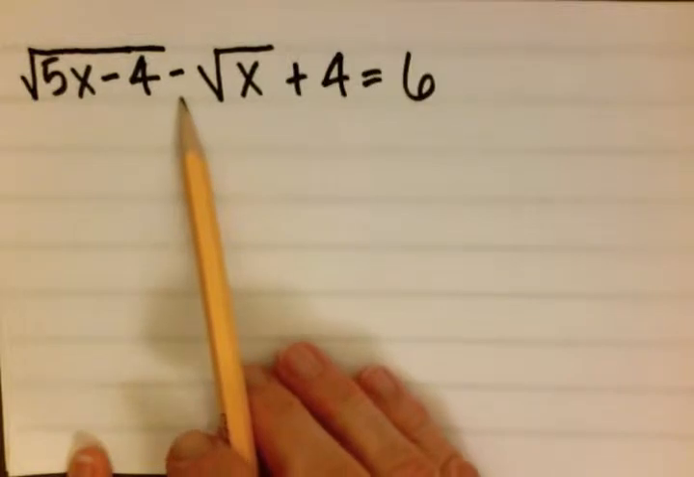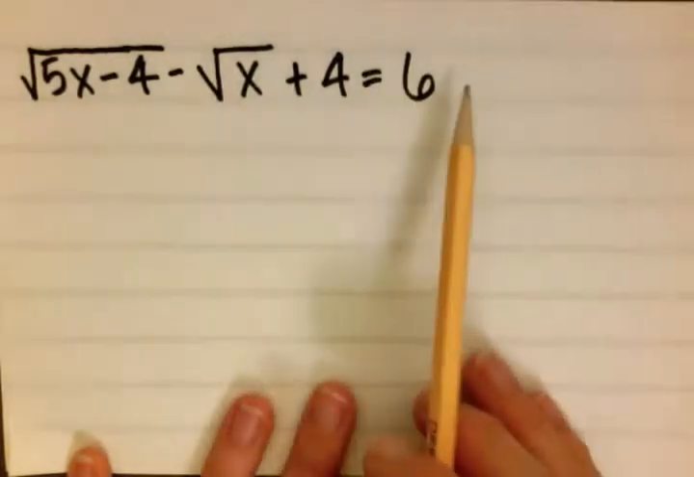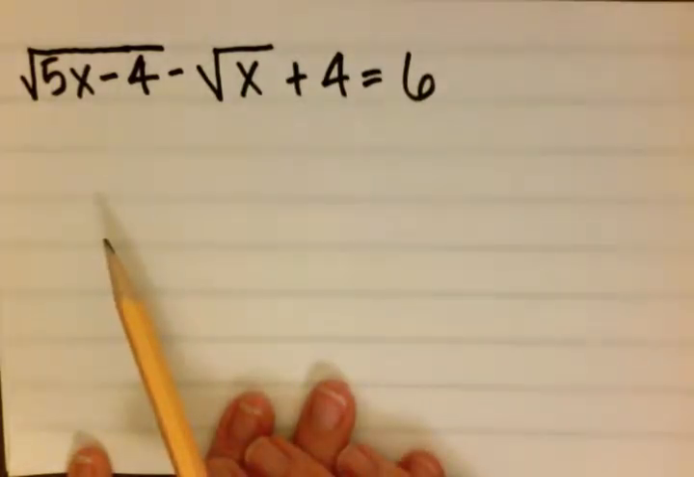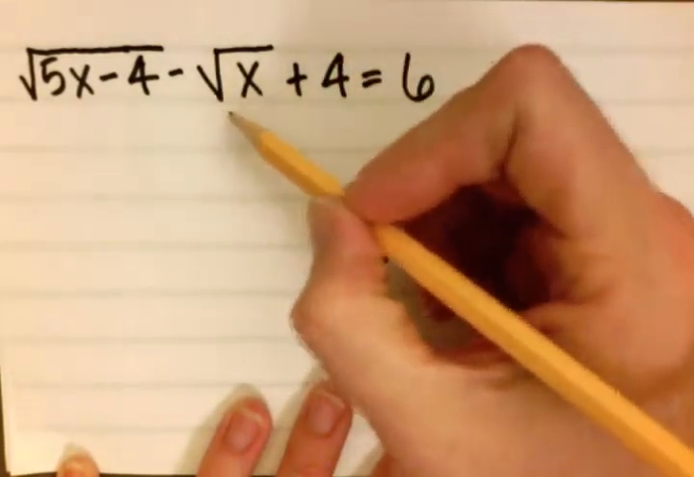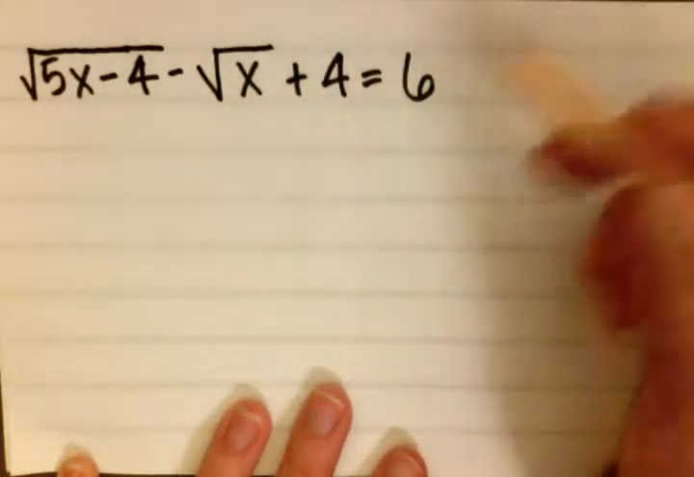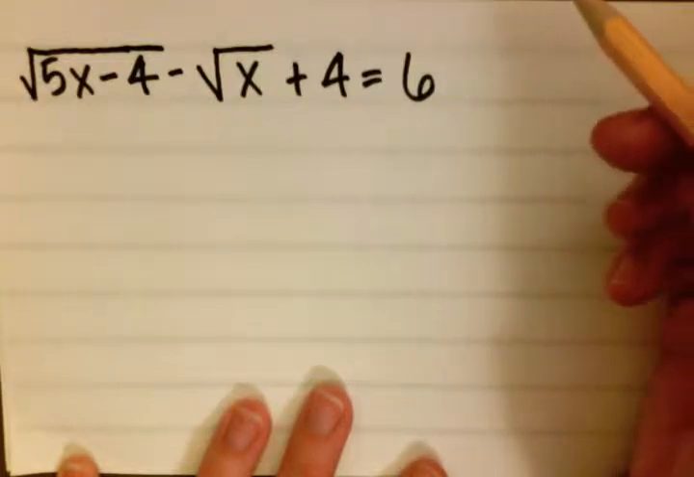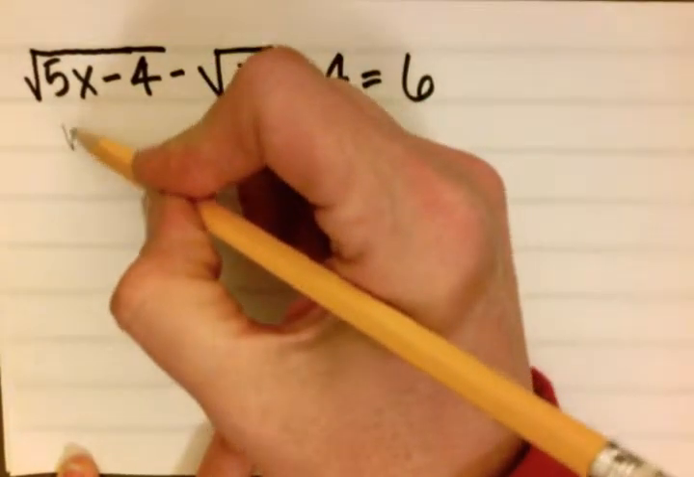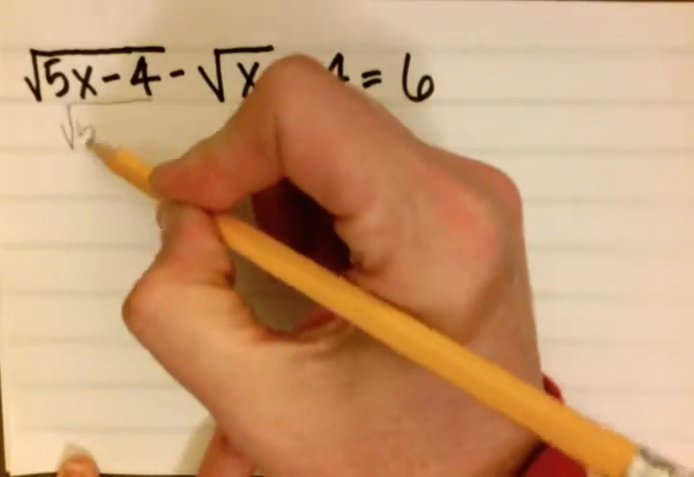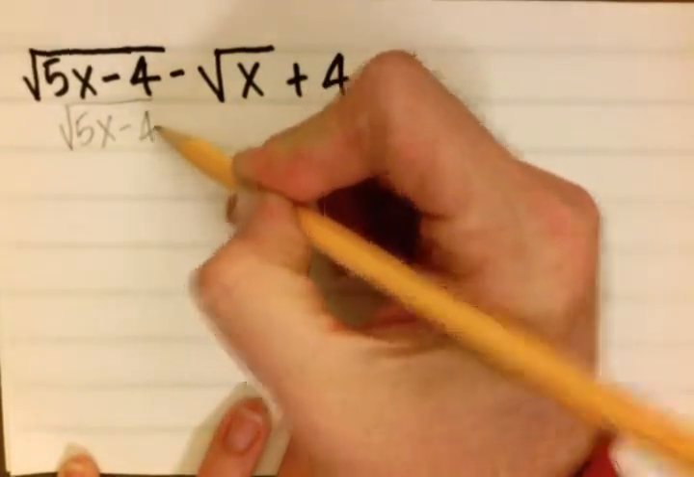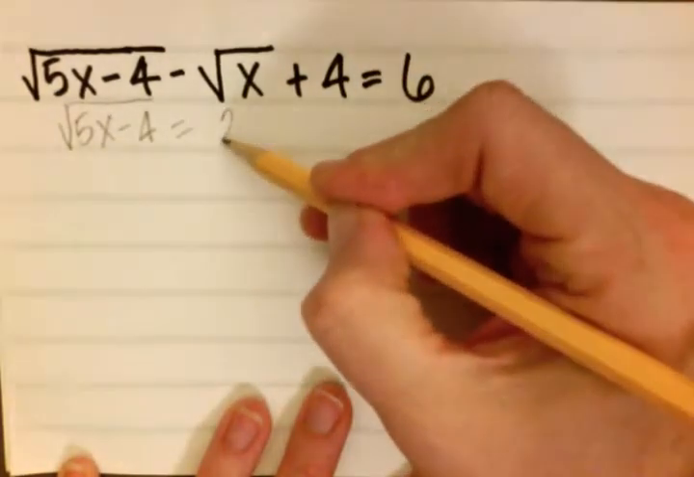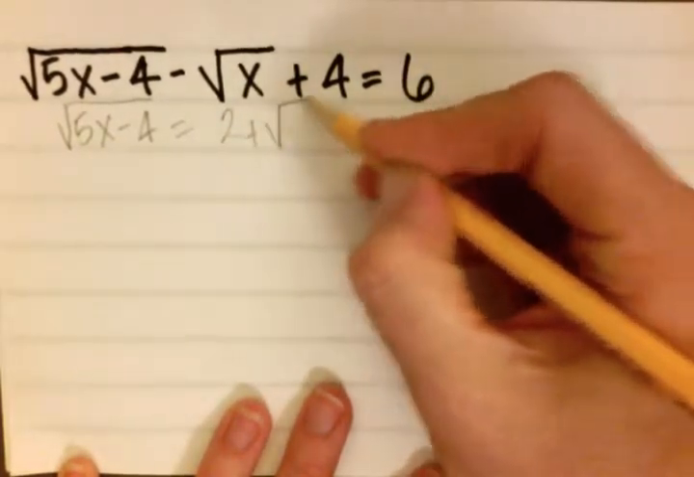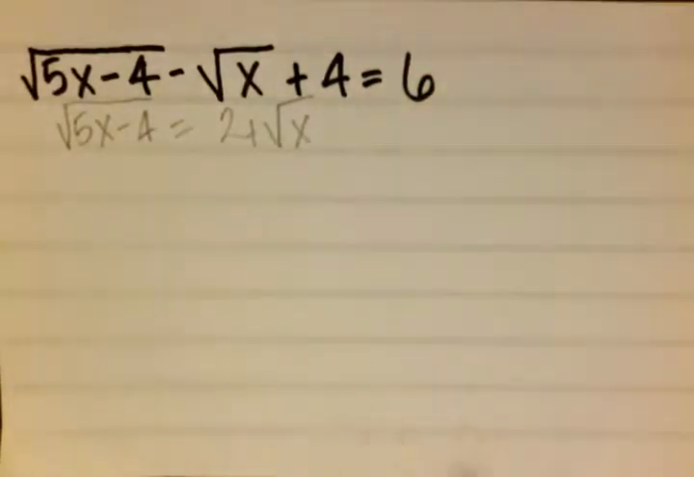That will also help this negative. It's tricky and difficult to have a negative square root x, so if we move it to the other side of the equation, it'll then be a positive, and that'll help. So what we're going to do is add the square root of x, and subtract 4 from each side of the equation, and that's going to leave us with the square root of 5x minus 4 equals 2 plus the square root of x.